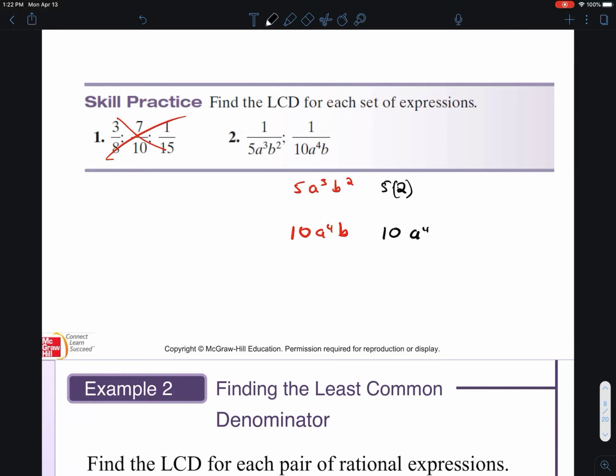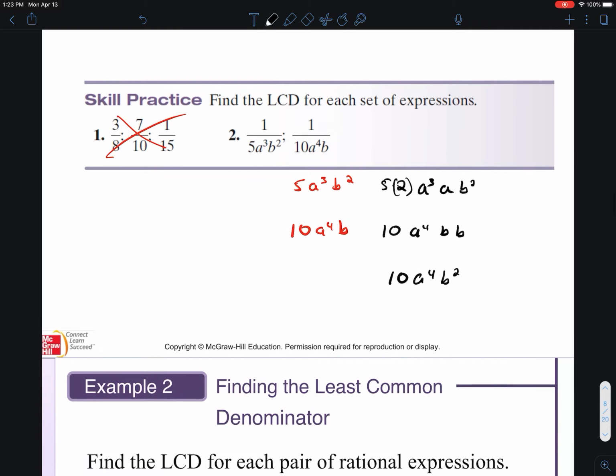Now I have an a to the 4th, and this one already has an a to the 3rd, so I'm going to give it another a. The top one has a b squared. This one already has a b, so I'm going to give it another b. If you look at it, the LCD will be 10, a to the 4th, b to the 2nd power. And now they have exactly the same.